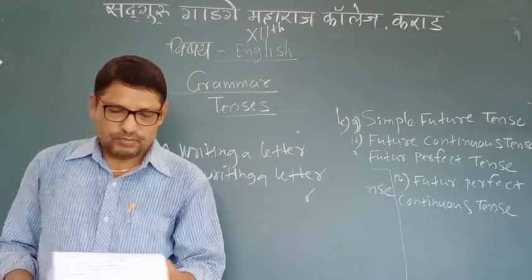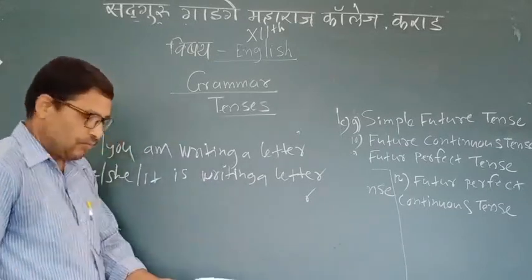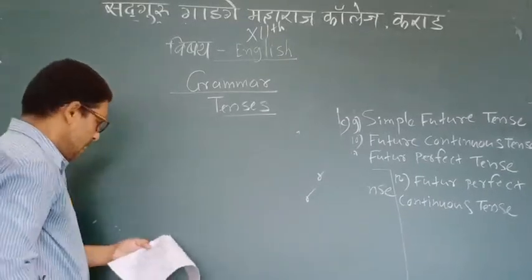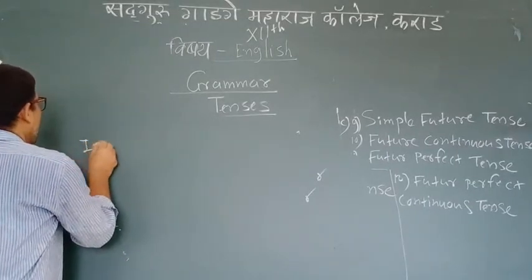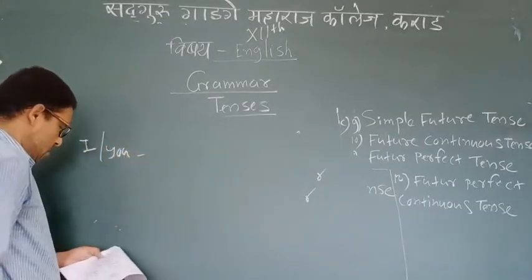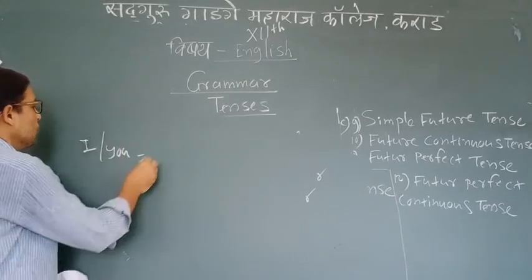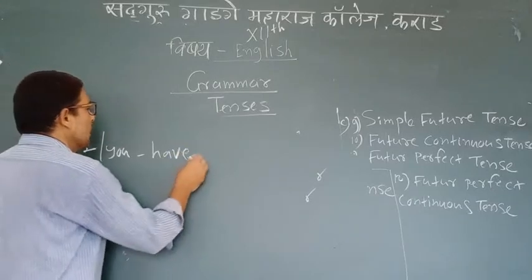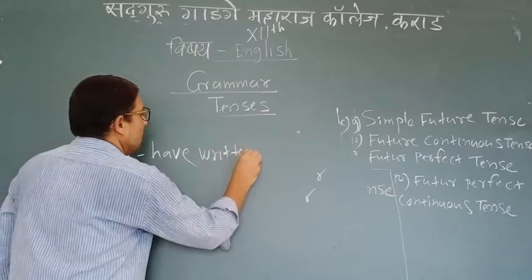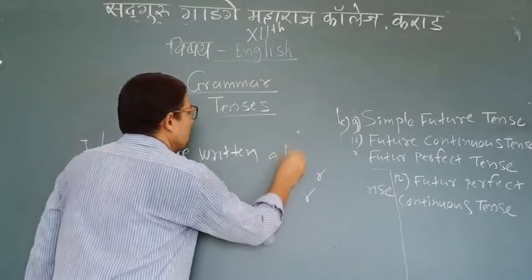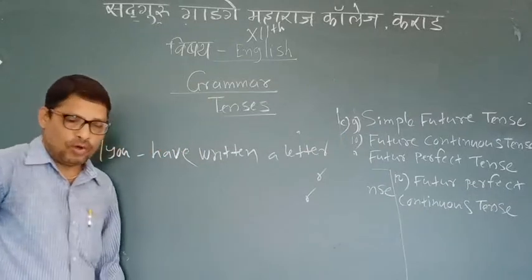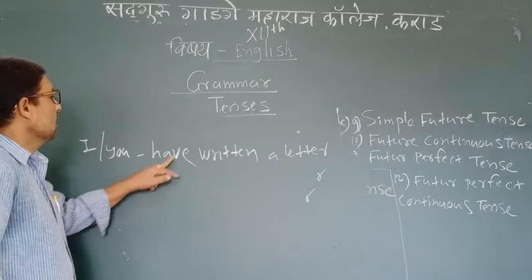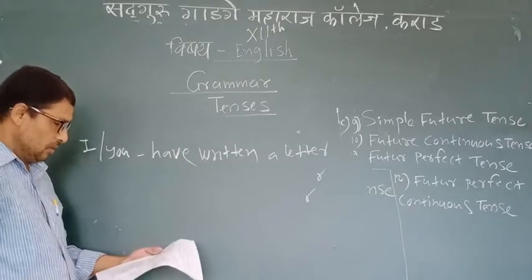Then say present perfect tense. We use the sentence of the present perfect tense, and we take the subject I or you. In present perfect, we have to use have and the third form of the verb, written. I have written a letter. This is the perfect form of the sentence. You have written, the third form of the verb.